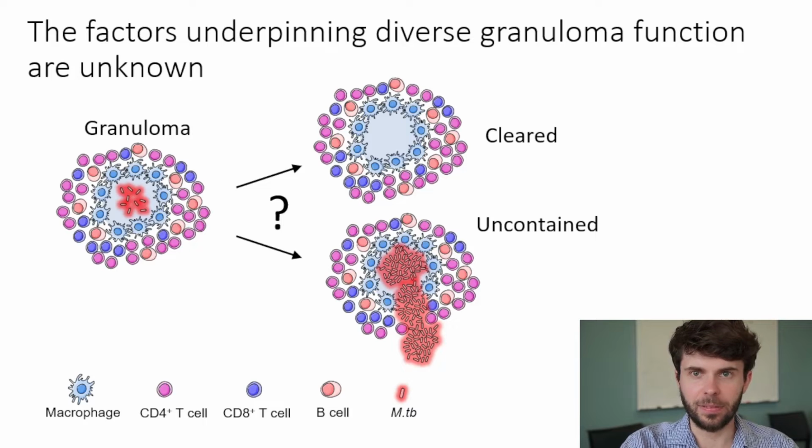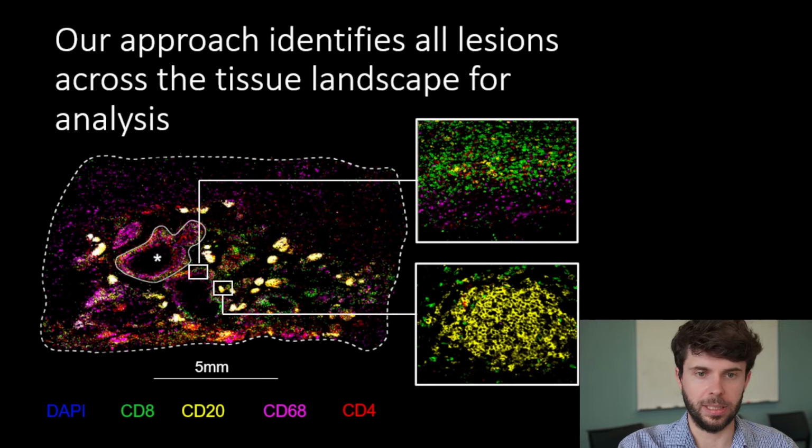At the cellular level, it's clear that the battle against MTB occurs in organised lesions called granulomas, and there is increasing evidence from animal models and human studies that even in the same patient, some granulomas may clear bacteria and others not. So in this study, we aim to define all the types of cellular lesions within the lung tissue of TB patients, as a first step to understand the diverse functions and outcomes of granulomas.